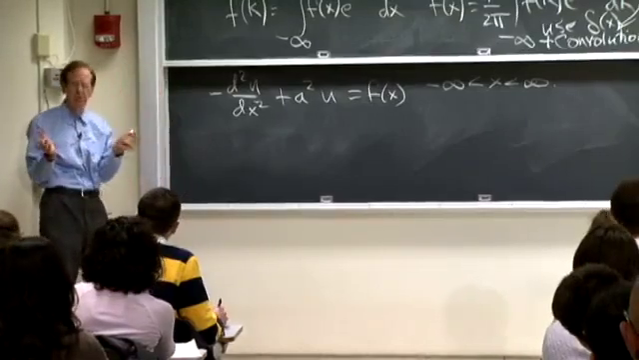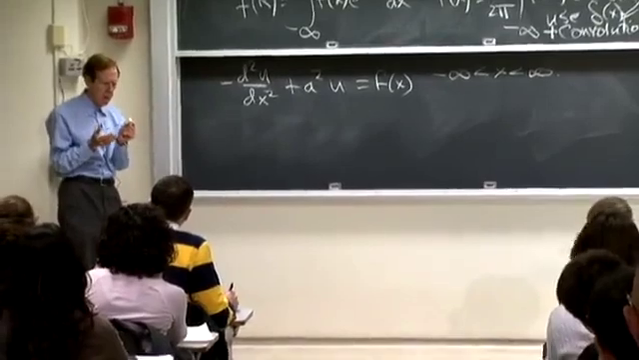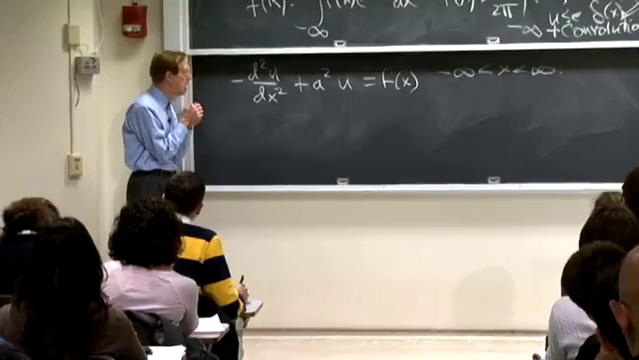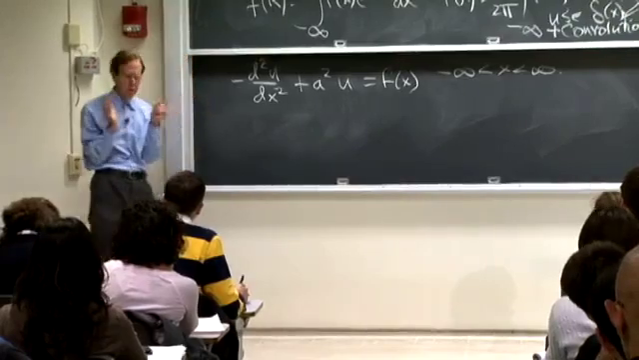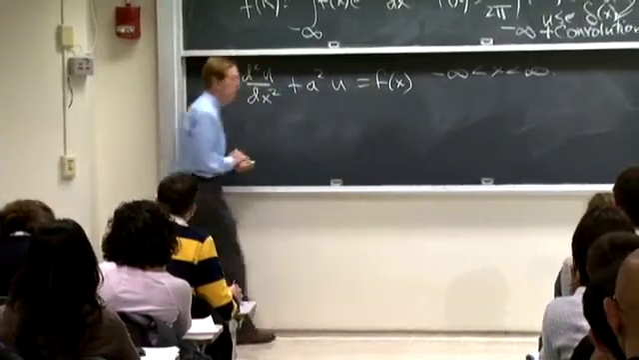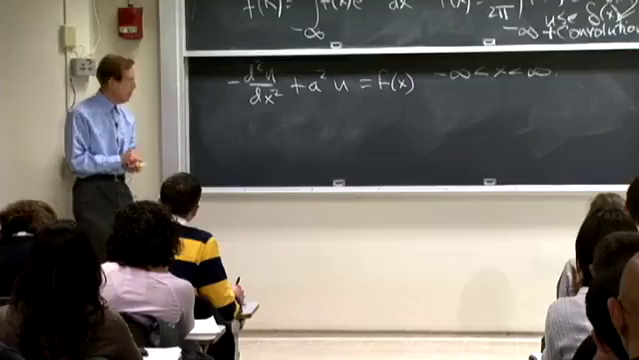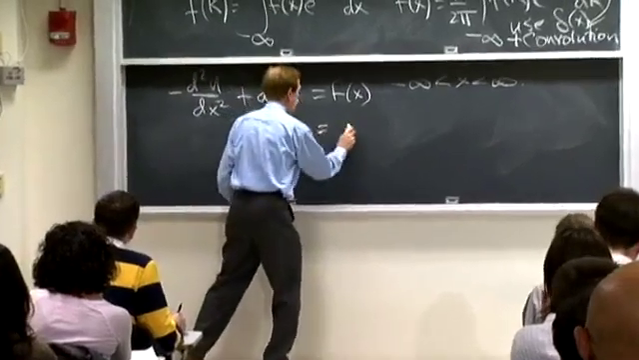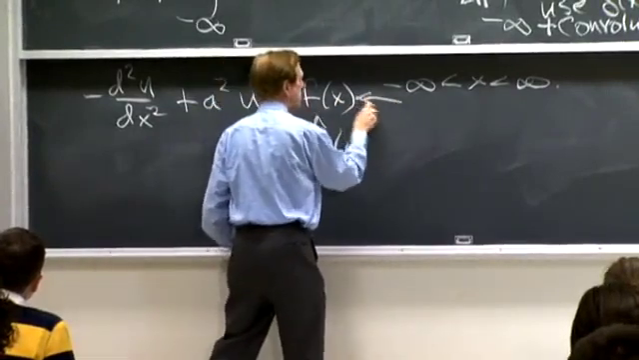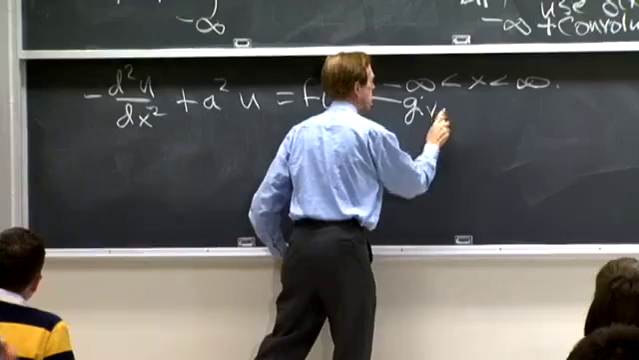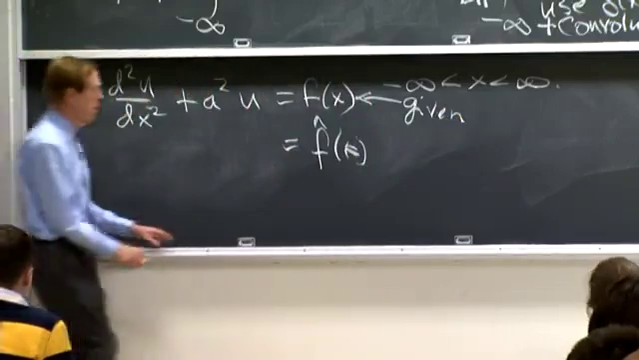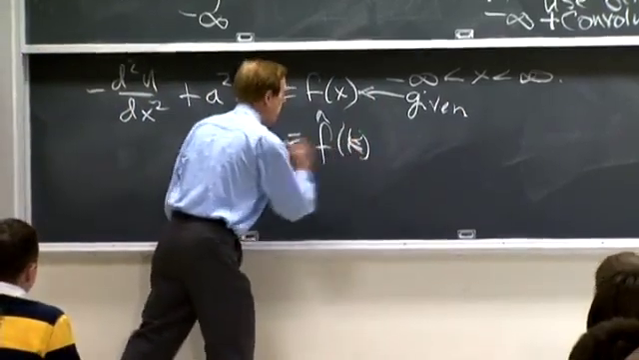We could tackle it, but I want to suggest to use Fourier. So it's not the only way, but it's one way to see. So what do I mean by using Fourier? It means I'm going to take the Fourier integral transform of every term. So when I take the Fourier transform of the right-hand side, I'm going to get f hat of k. This is known, of course. This guy is given. That's the source term. And u is the unknown. So I'm going to take the Fourier transform of every term.